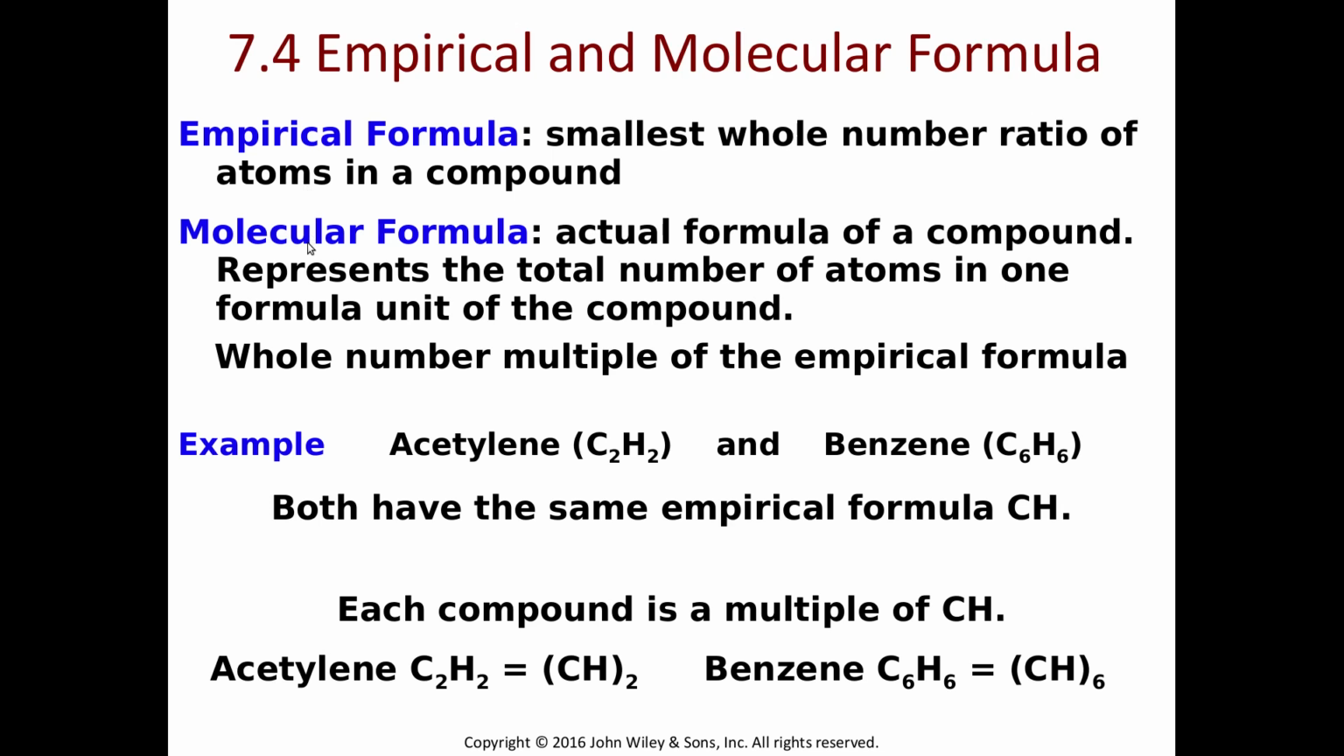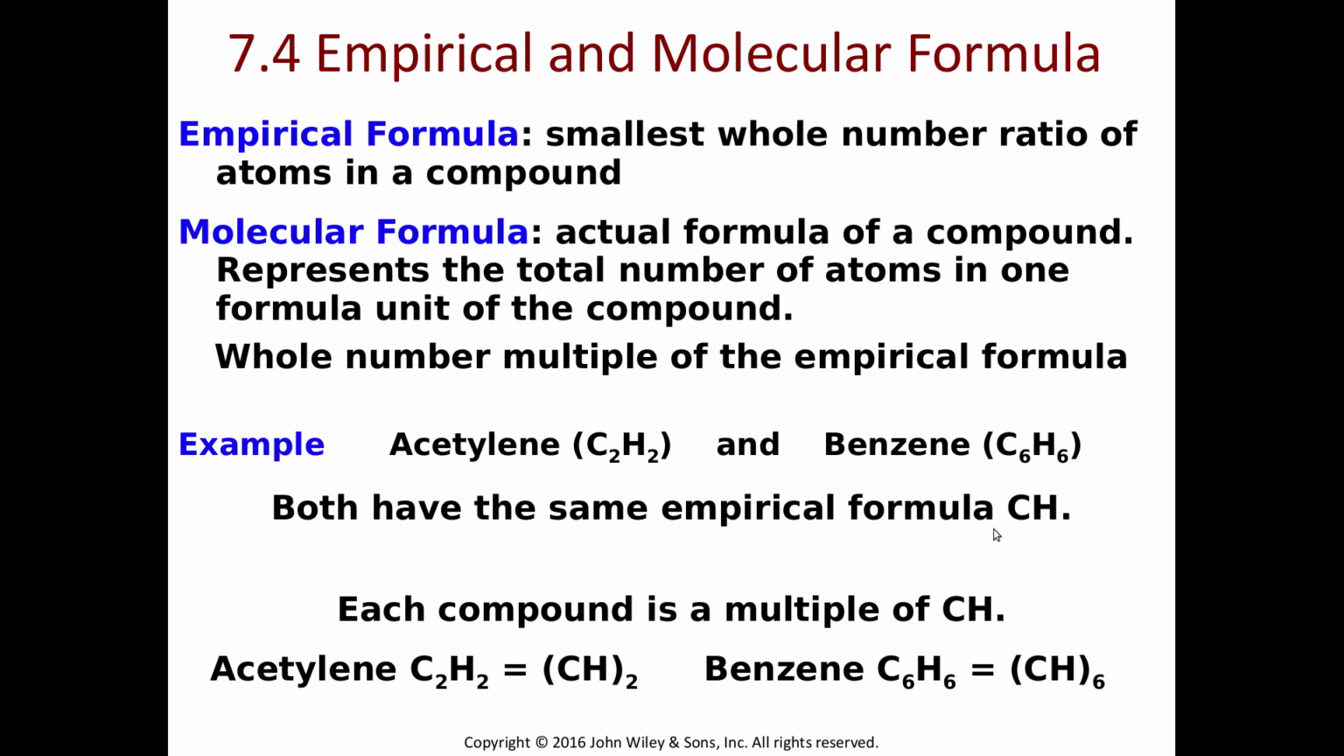So for example, let's look at acetylene and benzene, two different molecules that are both made out of carbon and hydrogen. Acetylene is C2H2, benzene is C6H6. Both of these compounds have the same empirical formula, which is CH. Once again, this is the smallest whole number ratio of carbon to hydrogen in the compound, so it's just 1-to-1 for these two examples.